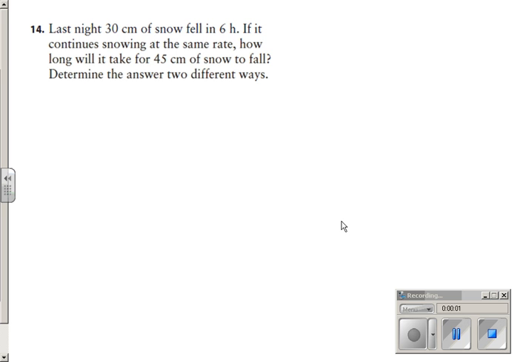Okay, last night 30 centimeters of snow fell in 6 hours. If it continues snowing at the same rate, how long will it take for 45 centimeters of snow to fall?